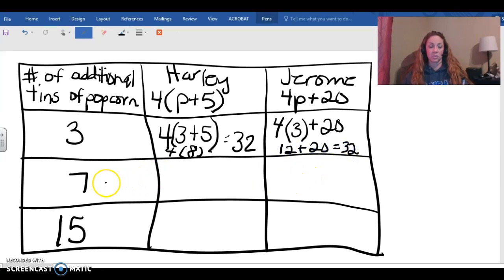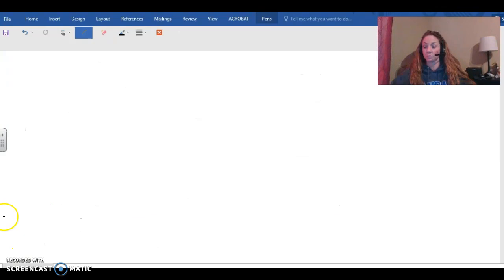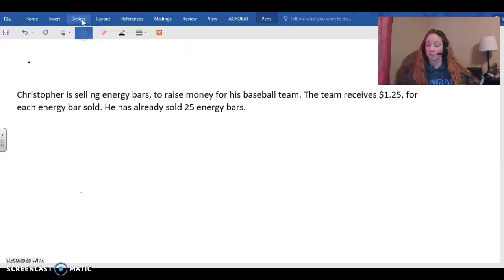I'd like you to solve 7 and 15 additional tins of popcorn just to make sure we've got this right, just to make sure that Harley and Jerome really have equivalent algebraic expressions. Okay, now here's your last big one that you need to get in your notes. And I'm actually going to go on ahead and type it on here so that you can see all of the details. Okay, so for this one, we have a kiddo named Christopher, and he's selling energy bars to make money for his baseball team.